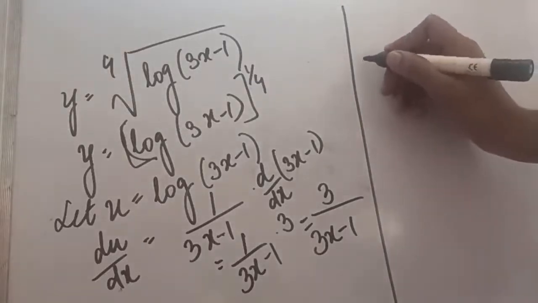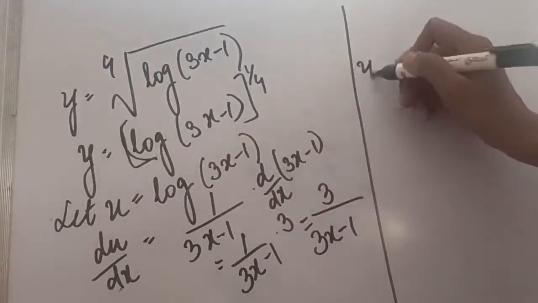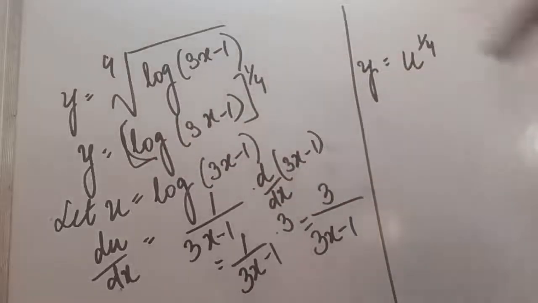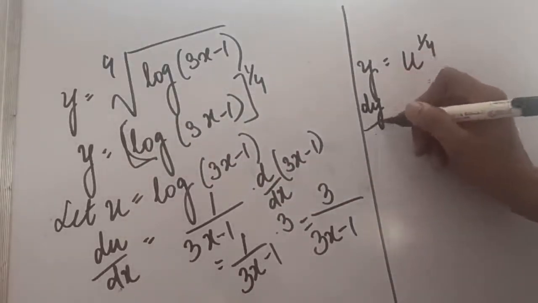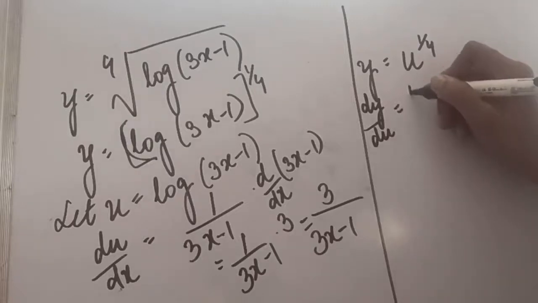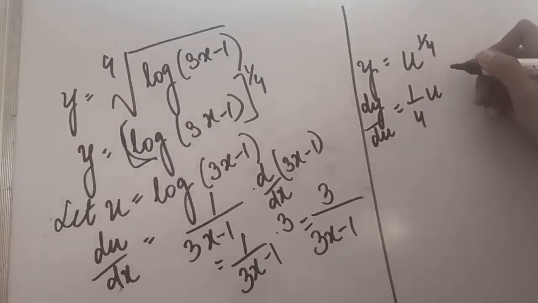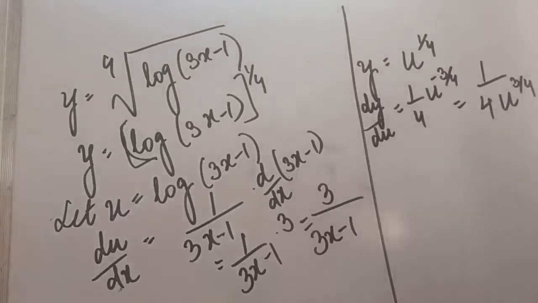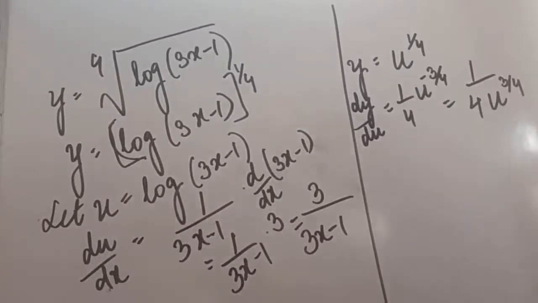Now taking the other side, if this has been kept as u, what is our y? y is u's power 1 by 4. This was the entire u, so its power is 1 by 4. Now take the derivative dy upon du. So 1 by 4 will come forward, u, and 1 by 4 minus 1 will be minus 3 by 4. If we want to write it in a proper way, it can be written below as 4u power 3 by 4, or we can keep it above also, depending upon how you want to solve it. Now applying the chain rule.